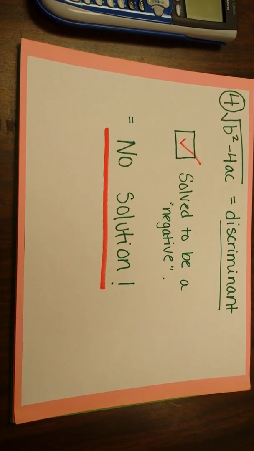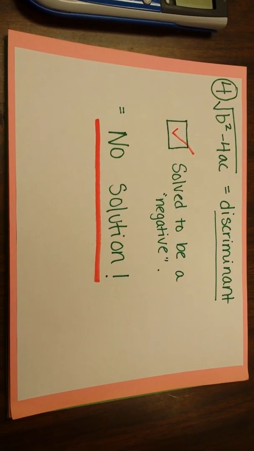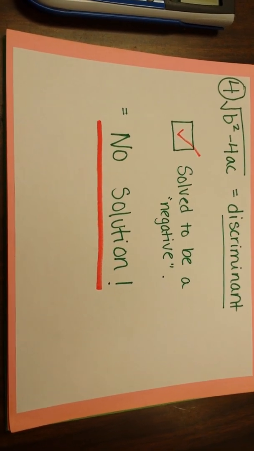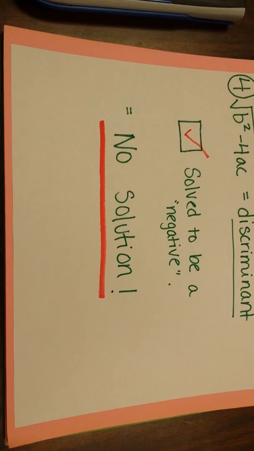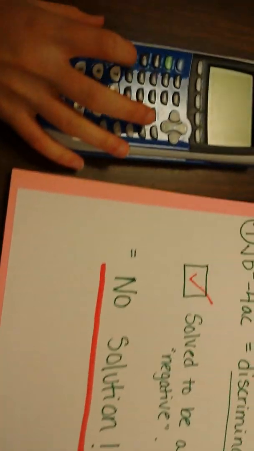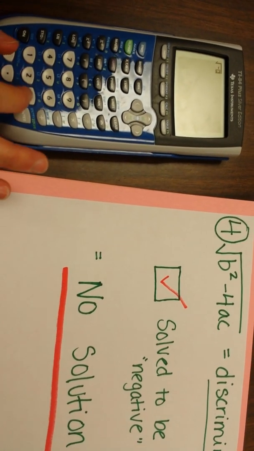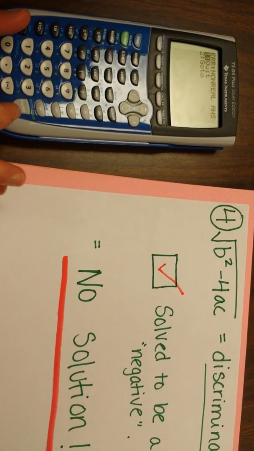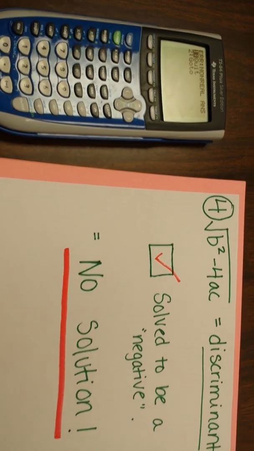So last, you are going to find the discriminant using the formula, the square root of b squared minus 4ac. And this time, if you solve it to be negative, you will get no solution. So for example, if you take the square root of negative 36, it comes up as an error or a non-real answer. So you will get no solution.